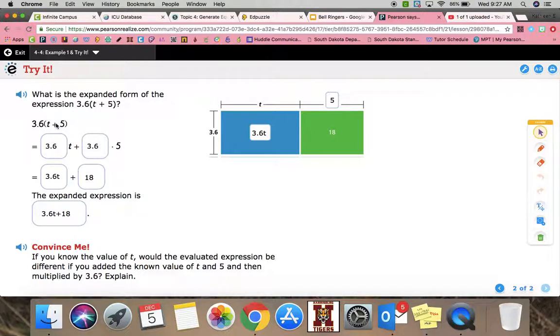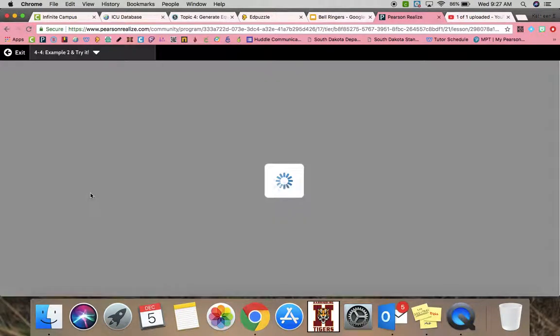So we're going to get 21.6 if we solved this and then multiplied by this. Or if we did it here, and found out that t was 1, it's going to be 3.6 times 1, which is 3.6, and we're still going to add 18, so we're still going to get 21.6. So yes, we would get the same answer. So let's do number 2 here.